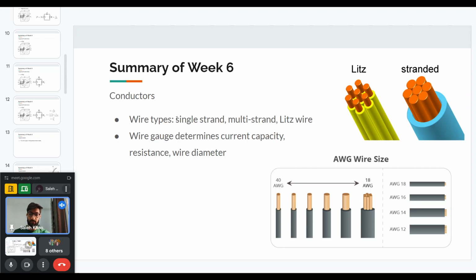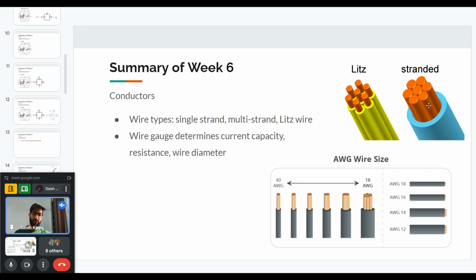One is a single strand wire, which is basically something like this, where you have a single metallic strand covered by some insulation. And then we can also have a multi-strand wire, which is shown here. A multi-strand wire basically means it will have multiple strands of copper wire, bunched together, and then one insulation around that bunch of wire.